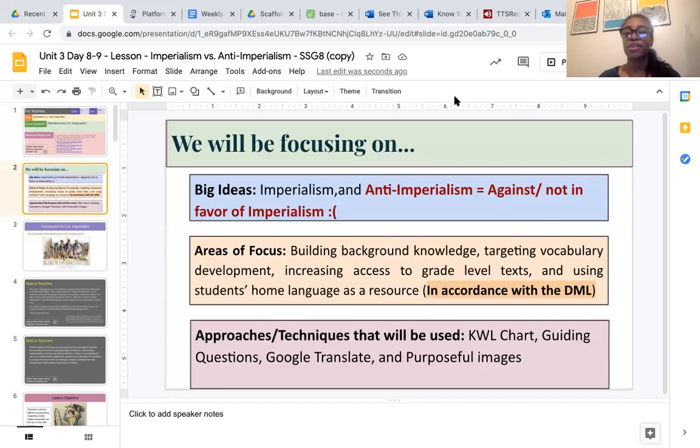And the areas of focus are building background knowledge, targeting vocabulary development, increasing access to grade level text, and using students' home language as a resource. This is all in accordance with the division of multilingual learners. The approaches or techniques that will be used are a KWL chart, guiding questions, Google Translate, and purposeful images.